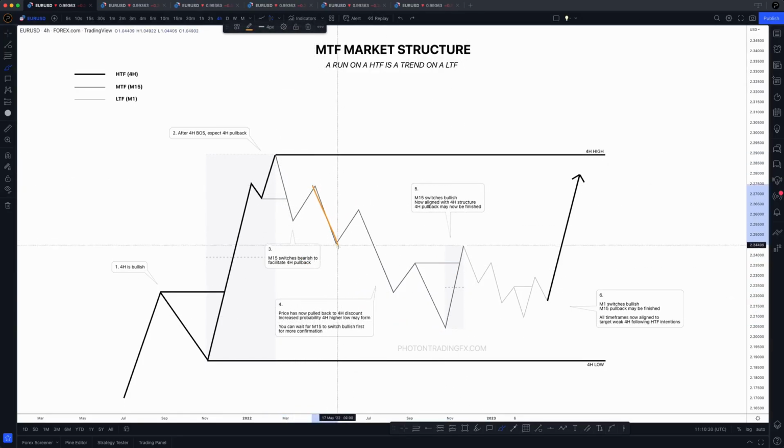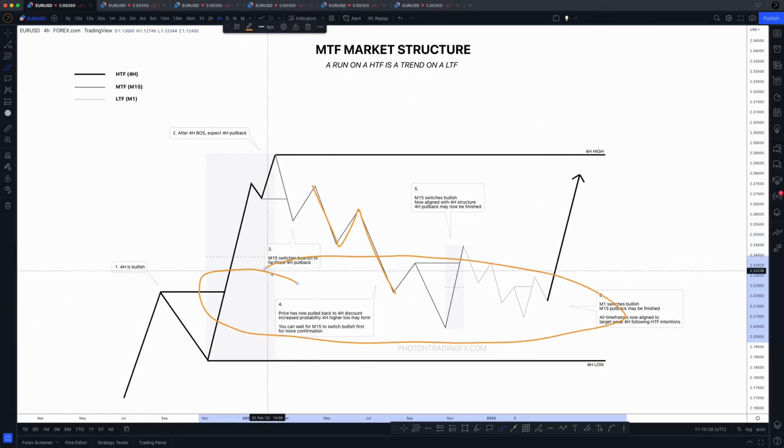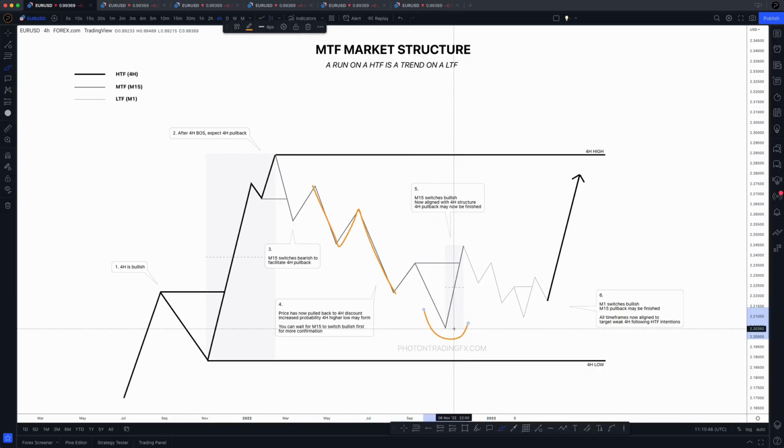Now, the lower we get in this bearish M15 trend, we have to start thinking that we're now in the 4-hour discount. This is the EQ of the 4-hour leg. We're now in the discount. Anywhere within that discount, there's a higher probability that the 4-hour higher low, the swing low, may form, and we'll be ready to then continue the 4-hour trend and target that weak 4-hour high. So if you're following that bearish M15 trend, you could be shorting, you could be holding your trade. As we come down into that 4-hour discount, you have to start thinking, okay, at any minute now, the M15 may switch bullish.